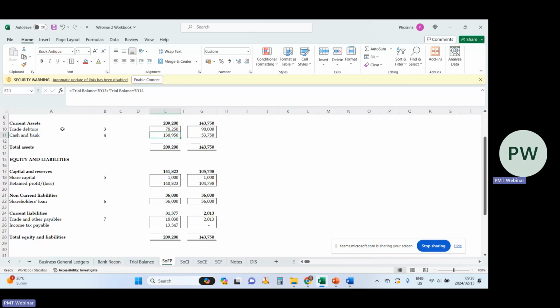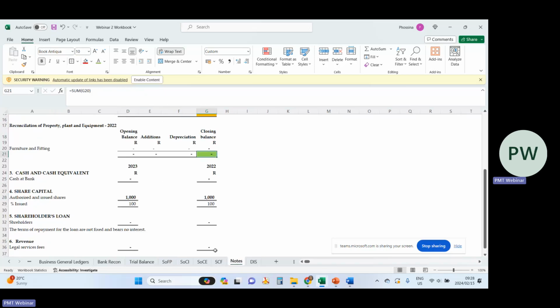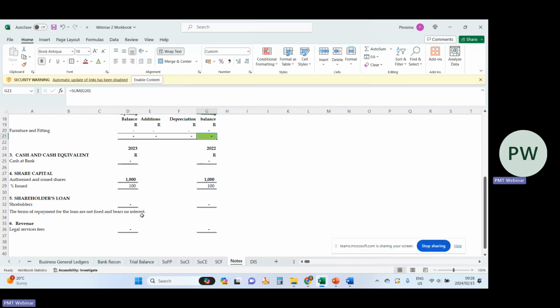Okay, then we move to our share capital. Usually it stays the same, 100 shares at R1 each, or 1,000 shares at R1 each. Okay, and then shareholders loan. If there were no movements, then we show the shareholders loan. I'm not going to cover much on notes. It's just to give more detail on the balance sheet and the income statement. If it's revenue, we'll then show our legal services revenue. We pick it from our statement of comprehensive income, and we feed it into the notes.